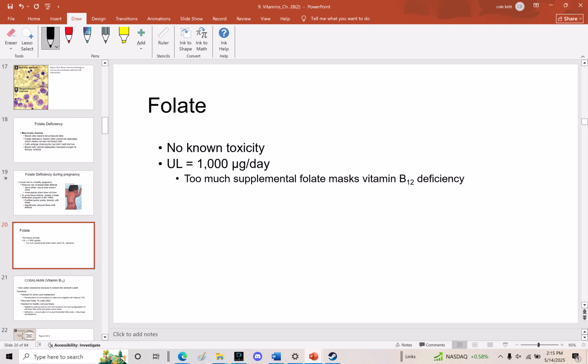And without B12, you will have neurological issues. And that's a problem too. So that's why you don't want to take too much folate, because if you do, it might mask a B12 deficiency of neurological issues. This happened with my mother.